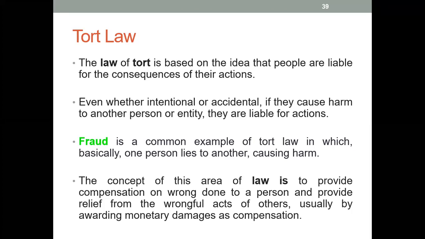Right? So the concept of this area of law is to provide compensation for wrong done to a person and provide relief from the wrongful act of others, usually by awarding monetary damages as compensation. If somebody breaks this law, which is called tort law, and something wrong is done intentionally or harm is done to a person, then compensation should be given and relief provided for the wrongful act by awarding monetary damages as compensation.